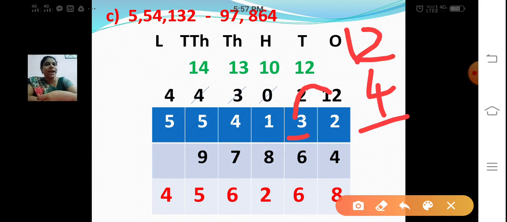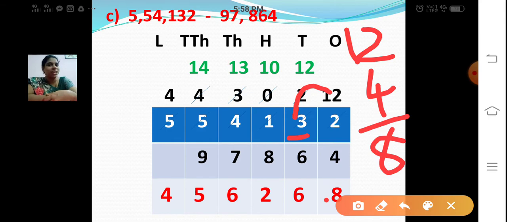Now let's subtract the ones place. 12 minus 4. 12 ones minus 4 ones, right? Start from number 4. Count forward till you reach 12. After 4, 5, 6, 7, 8, 9, 10, 11, 12. 8. 12 minus 4 is 8. How many ones? 8 ones. So write it down, 8 ones.